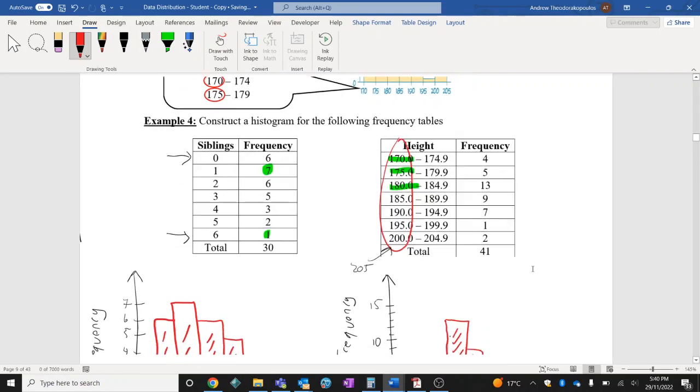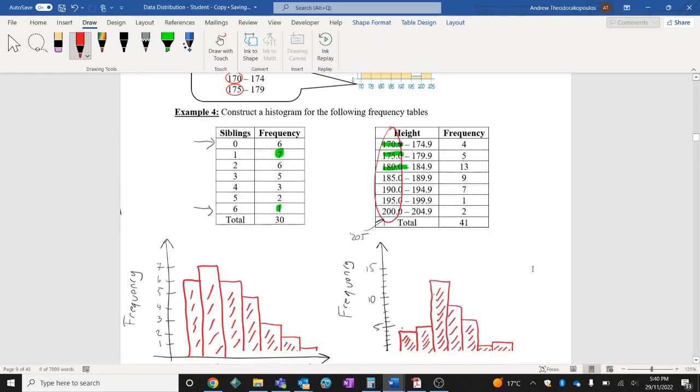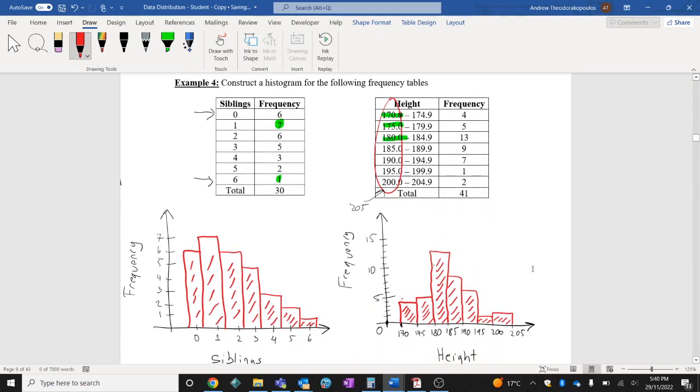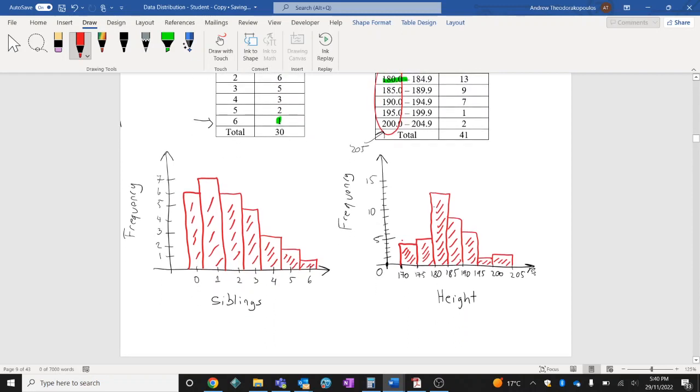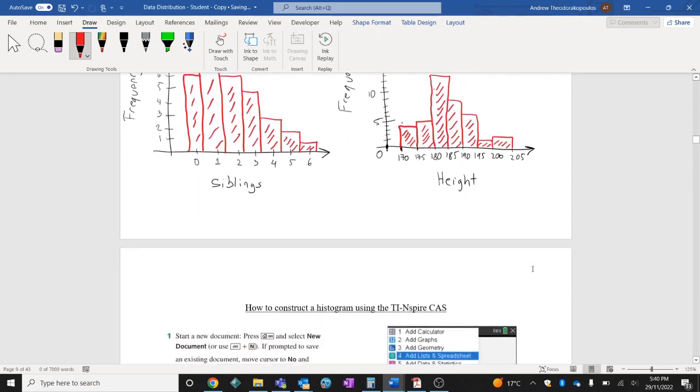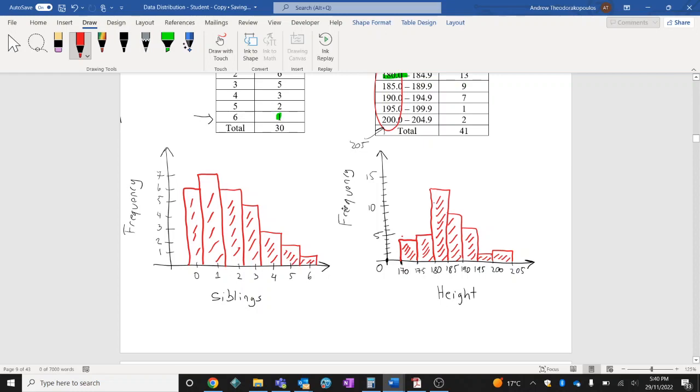It will take you a bit of time, but get into the habit of doing it perfectly with rulers, using the lines properly, spacing them out evenly, and you shouldn't have a problem. It's really, really important to not forget to put these titles because that's what you're marked on.